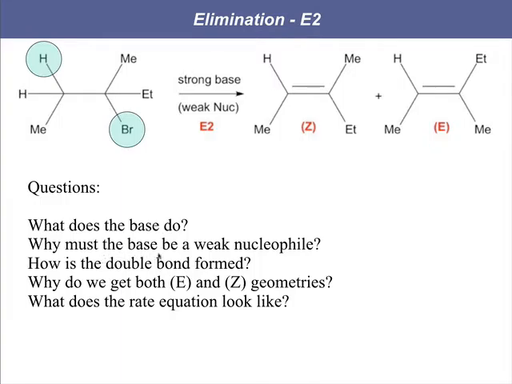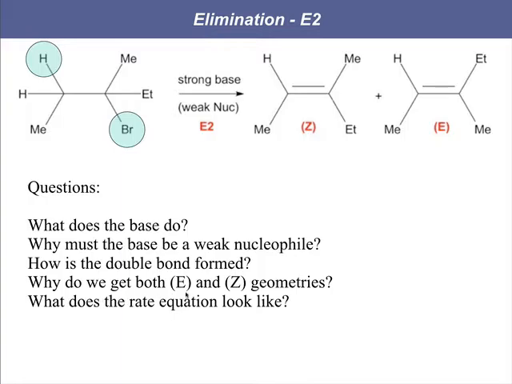Another question that you might be wondering: why must the base be a weak nucleophile? How are we forming the double bond? What is the mechanism that gets us from our starting material to the product, and how is the double bond formed? We could ask ourselves, why do we get both E and Z geometries? Or are there some conditions when we only get the Z? Or only get the E? And how can we control that? Or can we control it at all? Maybe there's sometimes when we have to get both.